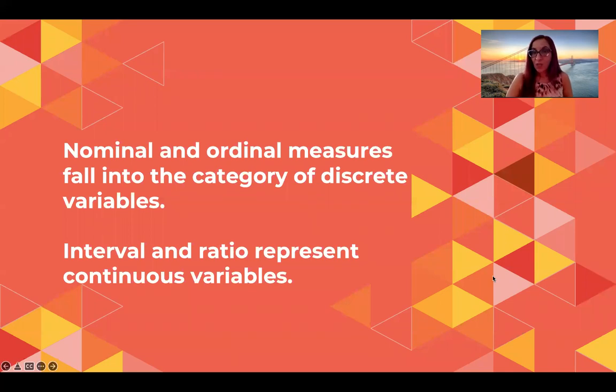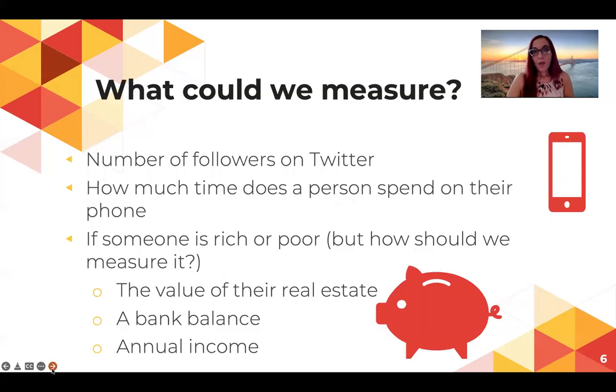Now, how are these measurements different? Nominal and ordinal measures fall into the category of discrete variables, while interval and ratio represent continuous variables. What is it that we could measure? Where can we actually apply these measures? And why is it important that we learn about these numbers if we are doing communication research?